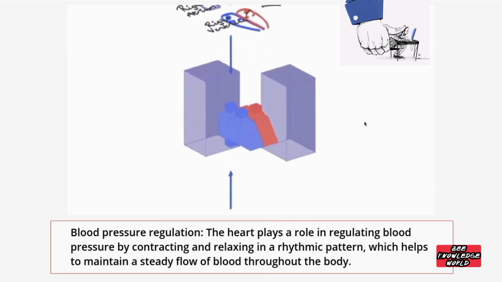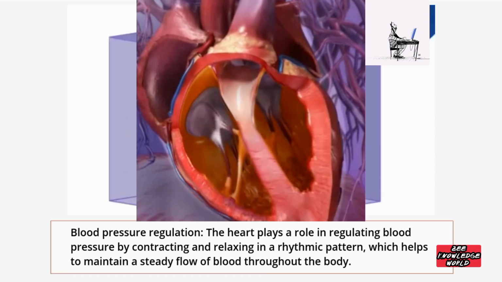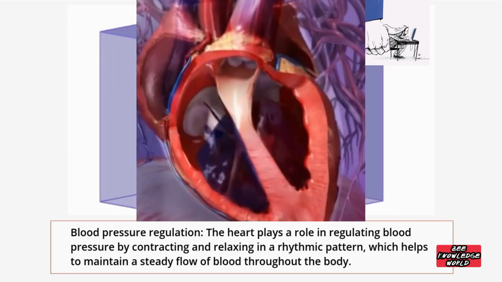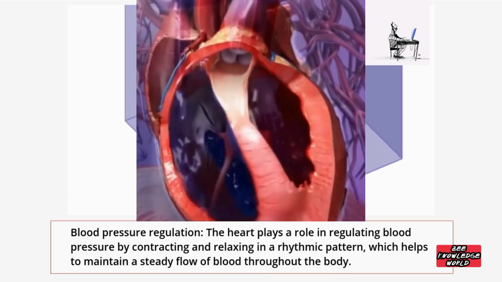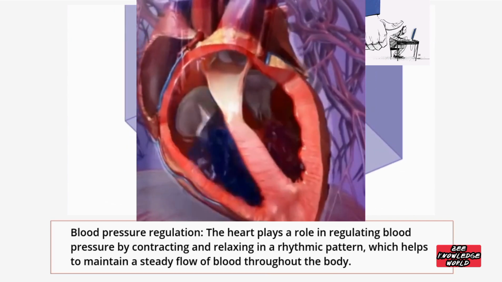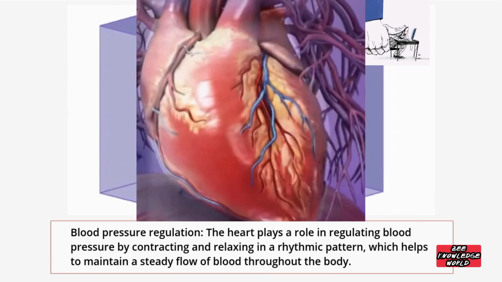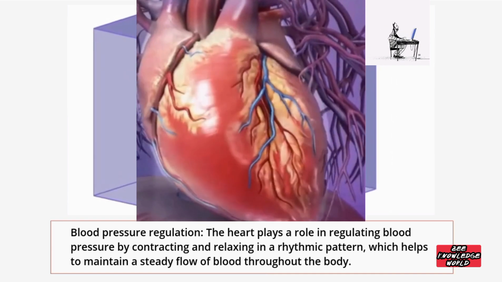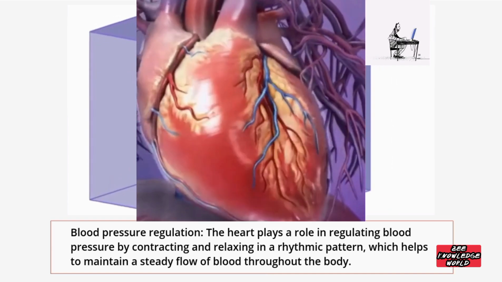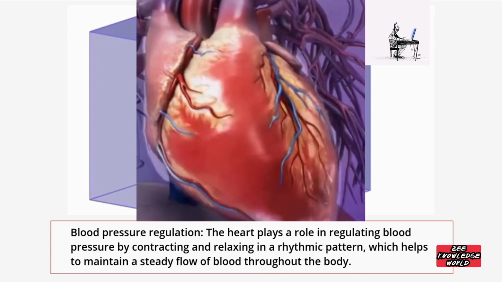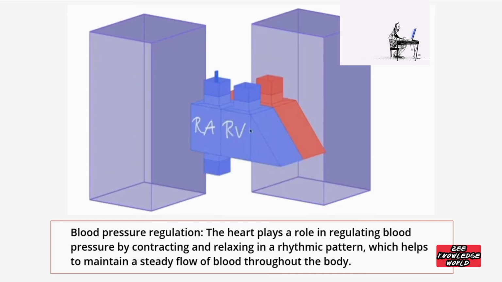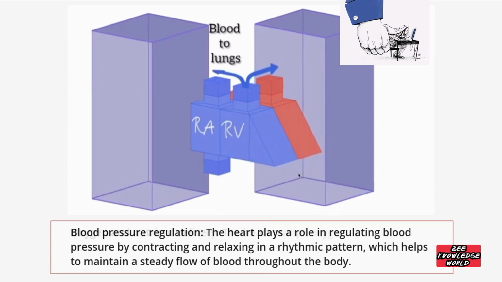Blood pressure regulation. The heart plays a role in regulating blood pressure by contracting and relaxing in a rhythmic pattern, which helps to maintain a steady flow of blood throughout the body. Oxygen and nutrient delivery. The heart pumps oxygen and nutrient-rich blood throughout the body, providing the cells with the necessary energy to function properly.